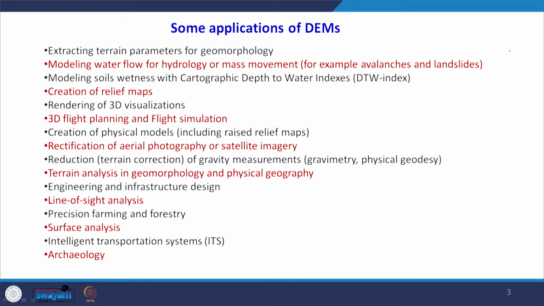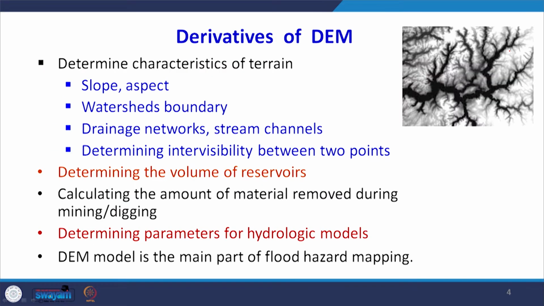any, you can say, power line, where line of sight is very important. Then there are precision farming, forestry, surface analysis, intelligent transportation systems, and archaeology. So there are various applications, as you can see, where we require the DEM or the parameters extracted from the DEM, and that becomes one layer, one thematic map in the GIS along with the other data products.